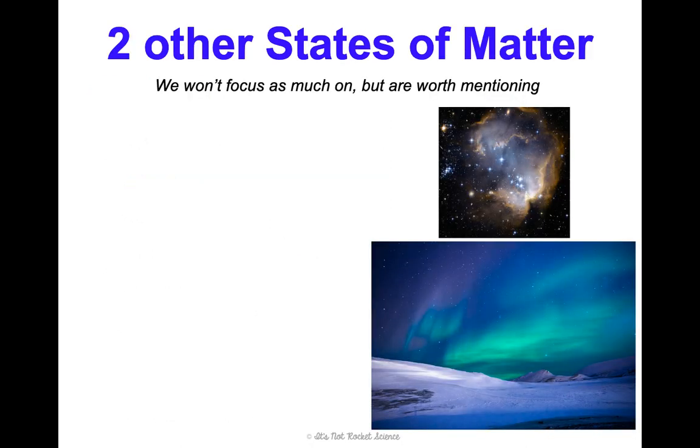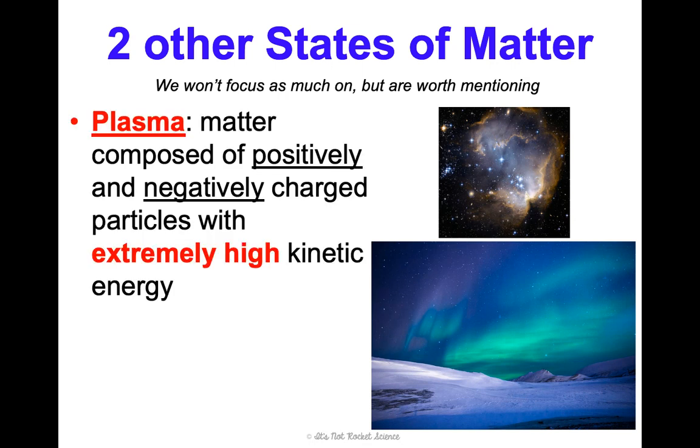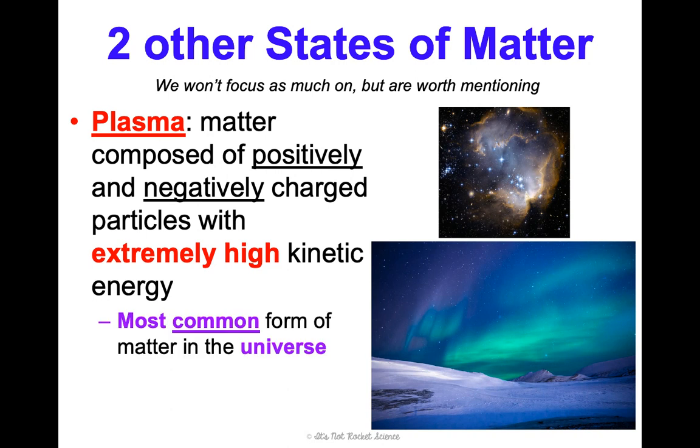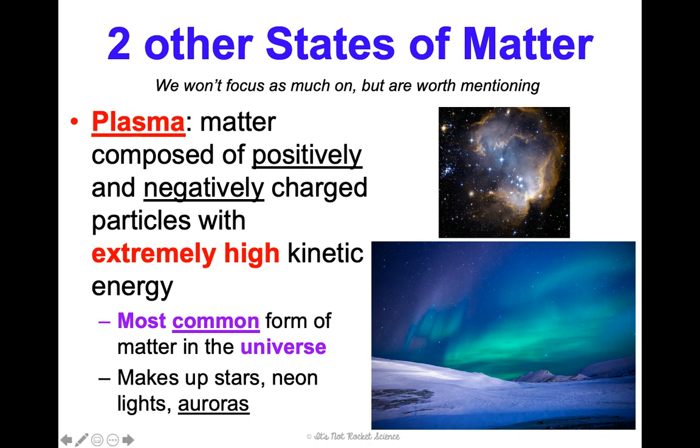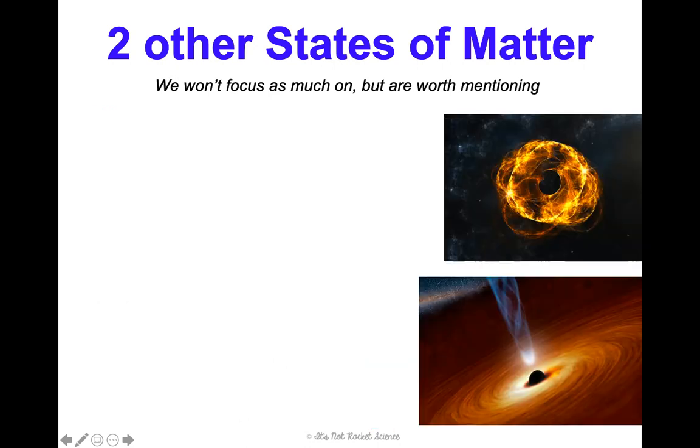There are two other states of matter, but we're not going to be really focusing on them too much, but it is worth mentioning. So plasma is the first one. It's matter composed of positively and negatively charged particles with extremely high kinetic energy. So it's actually the most common form of matter in the universe, and it makes up stars, neon lights, auroras. So that's how you get these really beautiful views of galaxies and stars and the aurora borealis.